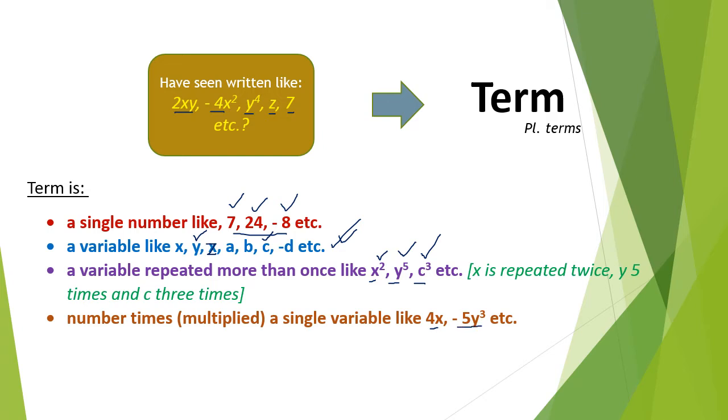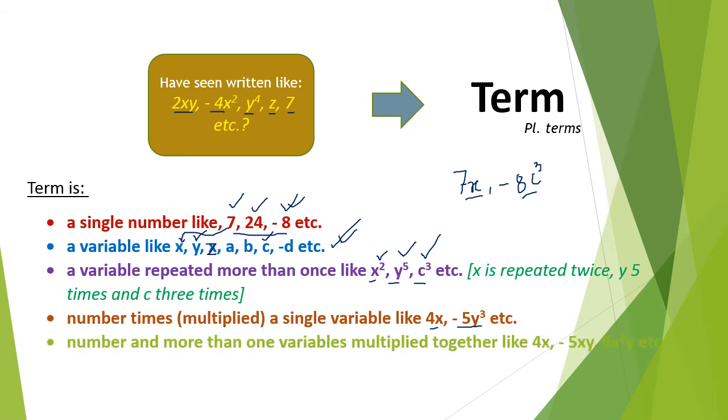They are also terms. If there is a number 7, and I multiply it with x, then this is also a term. 7x is also a term. We can call it a single term. In another way, if I multiply minus 8 times c to the power 3, then it is also a single term.